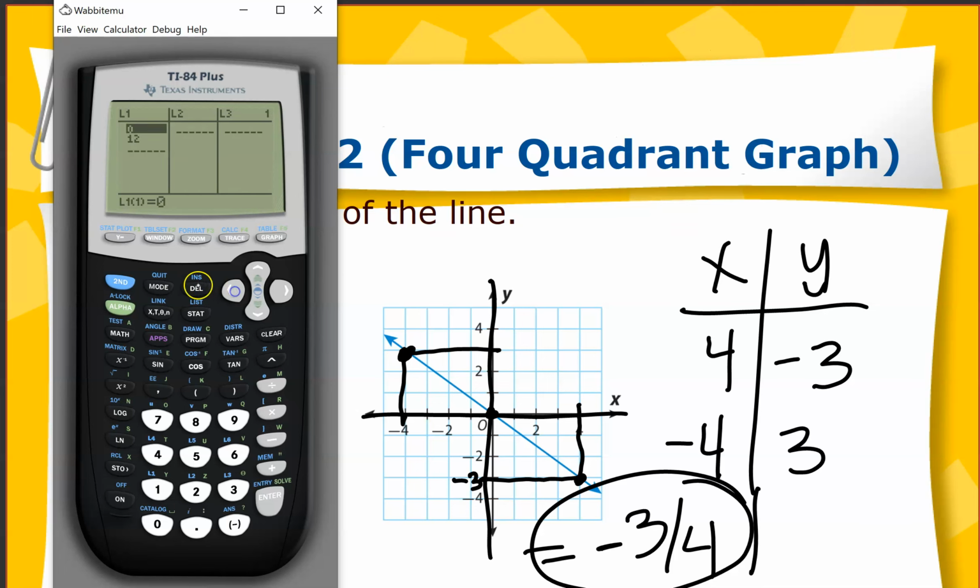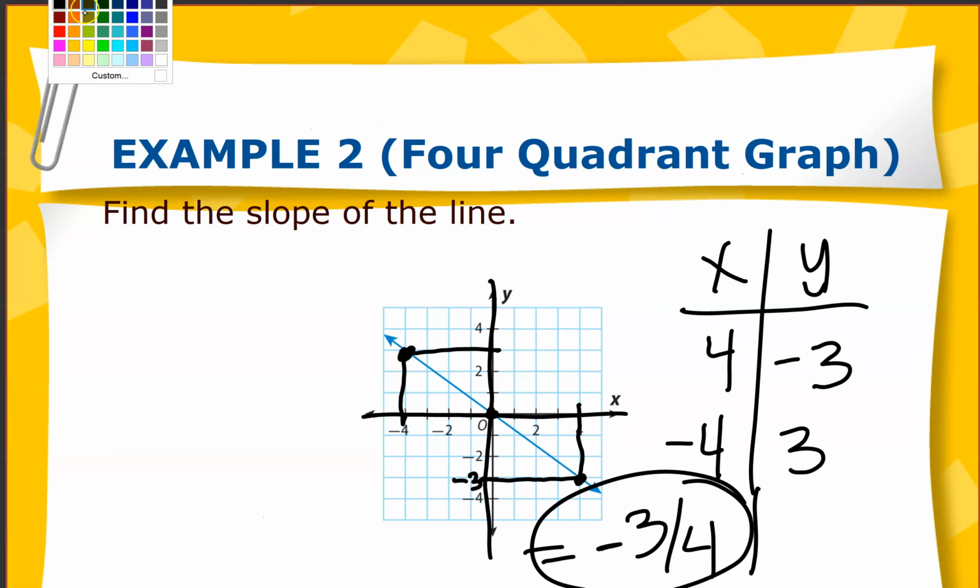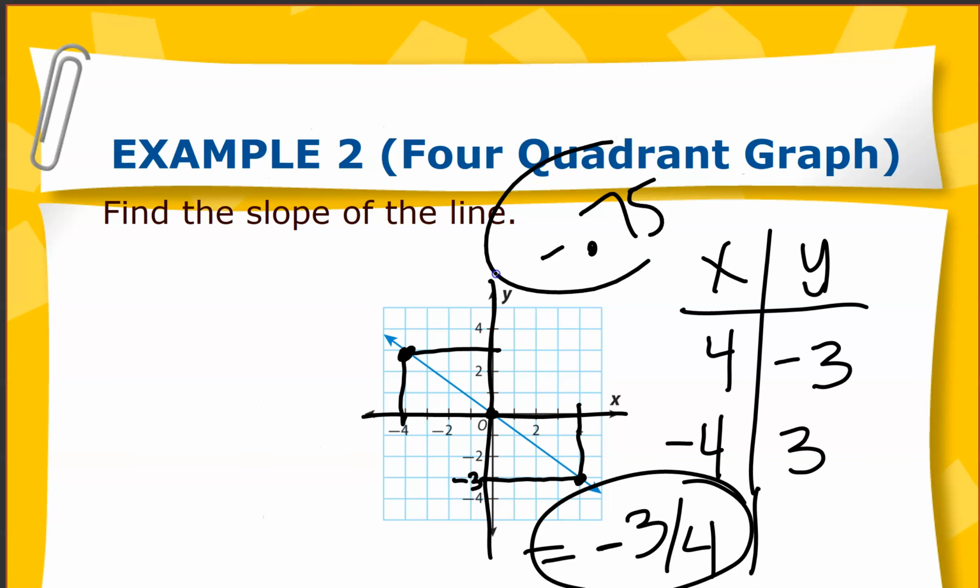I'm going to delete what's in here. For my X, remember the X is the first one. So X is L1, 4, and negative 4. And Y is my L2, negative 3 and 3. Then Stat, Calculate. I'm going to go to number 4, all the way down, and negative 0.75. So isn't that what we got, guys? Yes, negative 0.75, and then I converted it into a fraction. Again, it depends on what you have on your multiple choice answers. All right, let's keep going.